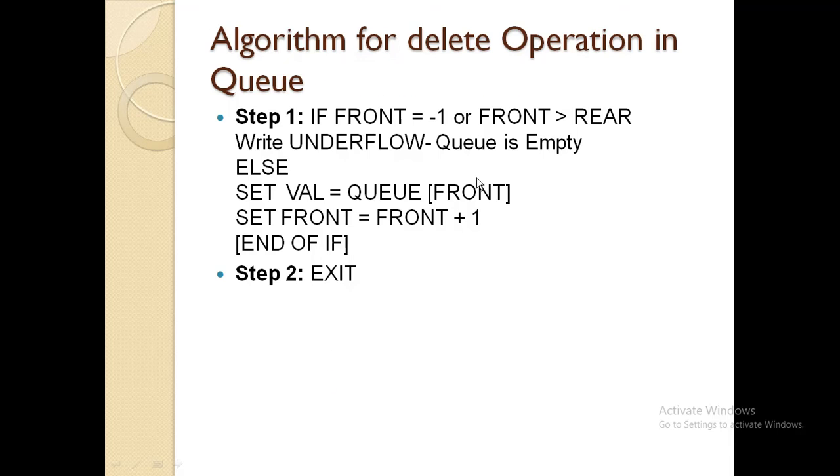Similarly, for the delete operation, check this condition: if front is at -1 or front is greater than rear. If any one of these two conditions is true, then print underflow, queue is empty. Otherwise, if front is not at -1 and front is not greater than rear, then delete the element from the queue: val is equal to queue of front. That means the value pointed to by front is taken into the variable val, and the front pointer is incremented by 1.